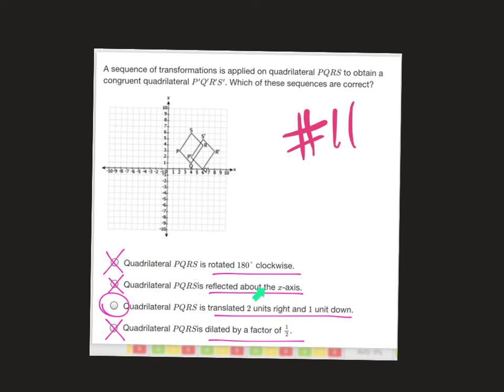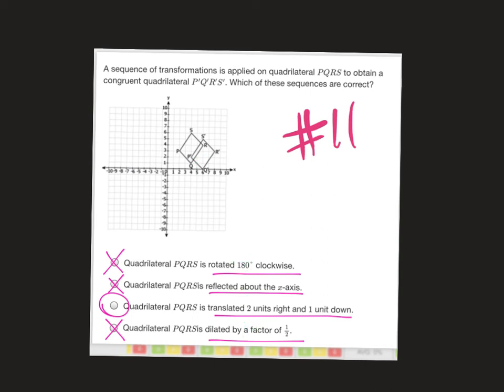The next one says reflected about the x-axis, which means I'd have to take this shape and flip it over the x-axis, and it would have to end up over here, which again does not make any sense. If we look at the last choice, the reason we marked it out is because it says dilation. If I look at that shape, it's the exact same size and shape, so it did not change that way. A half means that it would be half as big, so it would be much smaller. So that one does not make sense.